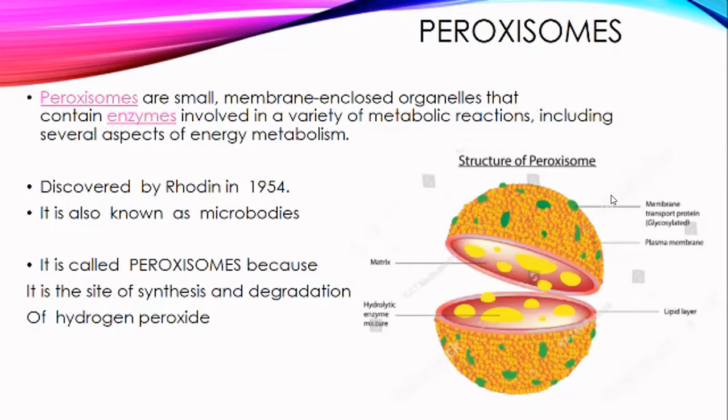Now, the structure of peroxisomes: it is also like other organelles, membrane bounded, and like a plasma membrane, it also has integral proteins and phospholipids as the lipid component of the membrane. Like the mitochondria, at the center we have the matrix. And inside the matrix, you have the hydrolytic enzymes that will perform metabolic or catalytic functions.